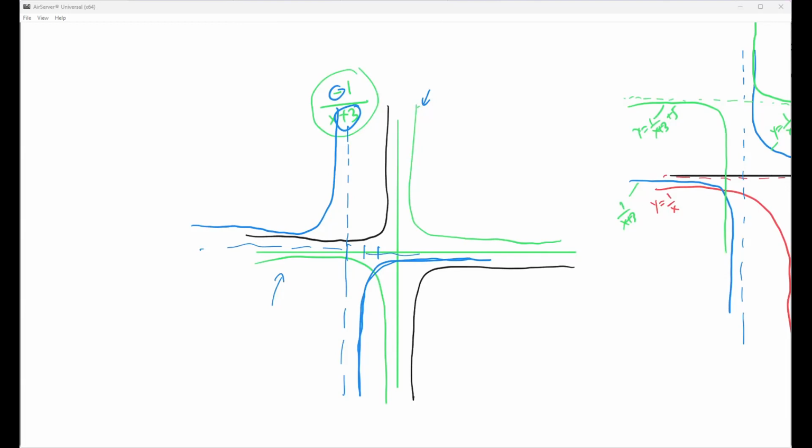Yes. So the black graph is -1 over x. And then the blue one is the 1 over x plus 3.